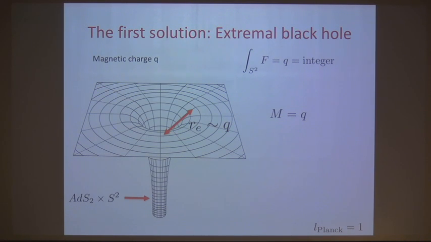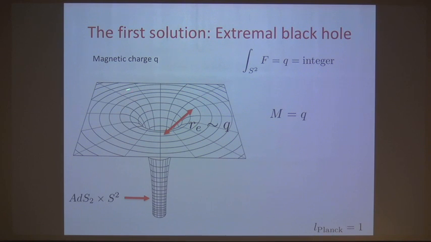Now, we'll assemble the solution in a few steps. First, we start with some well-known solutions. The first well-known solution is an extremal black hole with magnetic charge. So we have some flux of the U(1) gauge field on the S^2, which is quantized. This Q is an integer, and varying Q, we get different solutions.